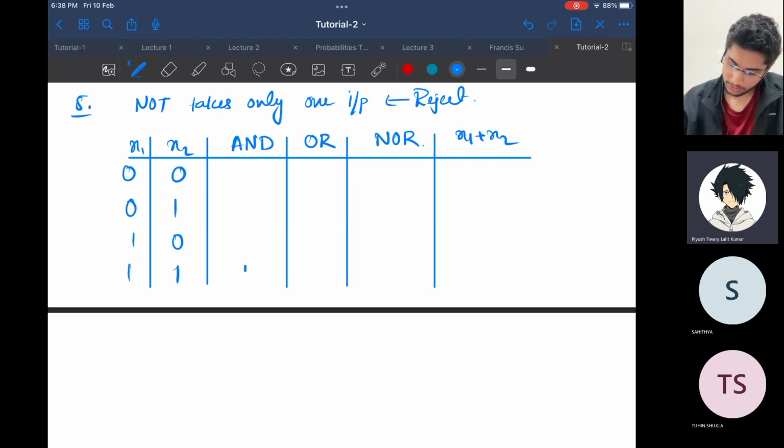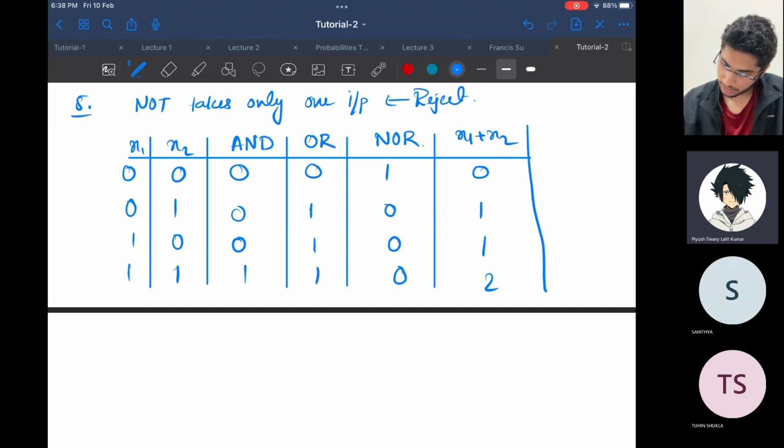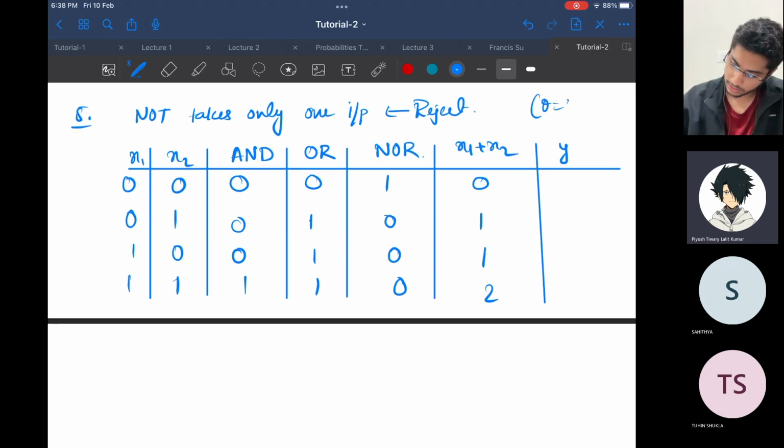AND function will assign 1 only to this case, others will be 0. OR function wants at least one of them to be 1, so this will be 0, rest of them will be 1. NOR function is just the complement of OR, so wherever OR gives 0, it gives 1. Rest of them, it will give 0. Now let us see what x1 plus x2 is. It is 0, here it is 1, here it is 1, here it is 2. Let us see what will be the output y. The threshold here is given to be 0.